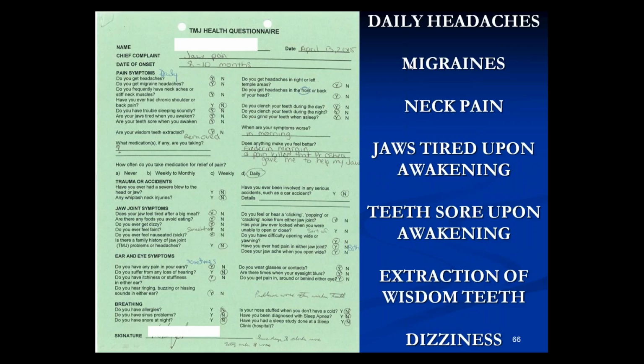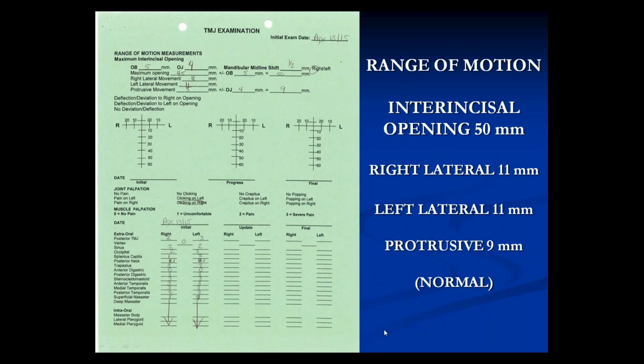So daily headaches, migraines, neck pain, jaw tired upon awakening because she's grinding her teeth at night. Teeth sore upon awakening. She's grinding her teeth at night. She had her wisdom teeth extracted. That's what caused the problem. I think she was an accident waiting to happen because her jaw is not in the right position. But I think the wisdom teeth just did it when she had to open too wide.